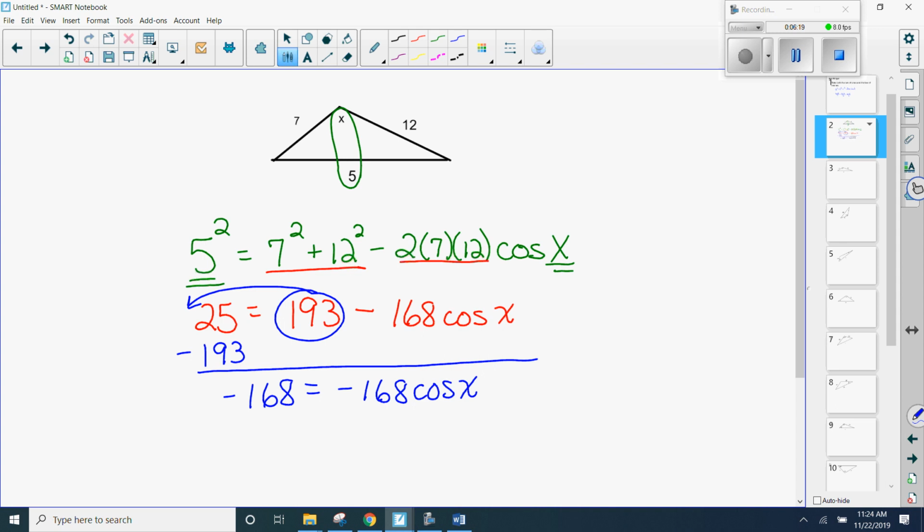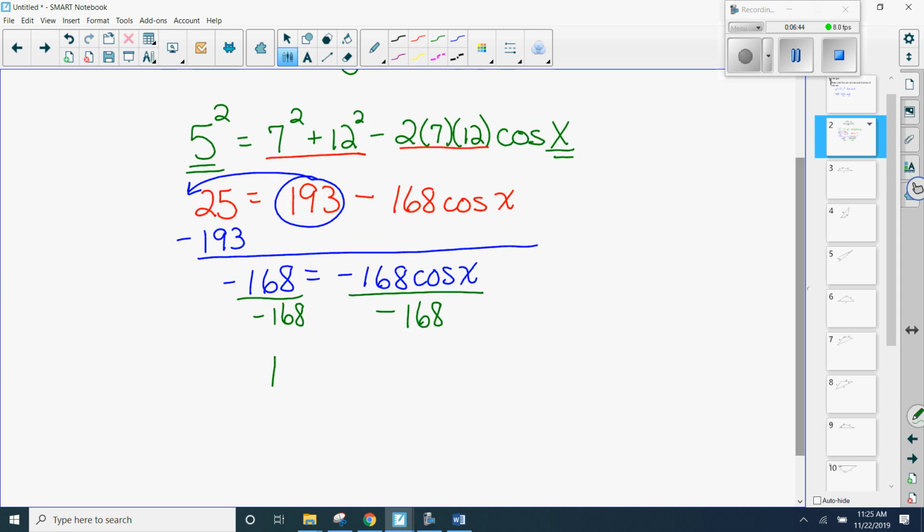Now we're going to move the 168 over, but by what operation now? Divide. It's a coefficient to my unknown value. So now, what? Correct. And then I'll show you what to do from there. So we're going to divide by negative 168. Then you get 1 is equal to the cosine of x. Now, we should know that one.